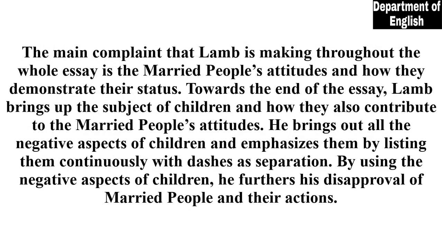The main complaint that Lamb is making throughout the whole essay is the married people's attitudes and how they demonstrate their status. Towards the end of the essay, Lamb brings up the subject of children and how they also contribute to the married people's attitudes. He brings out all the negative aspects of children and emphasizes them by listing them continuously with dashes as separation. By using the negative aspects of children, he furthers his disapproval of married people and their actions.